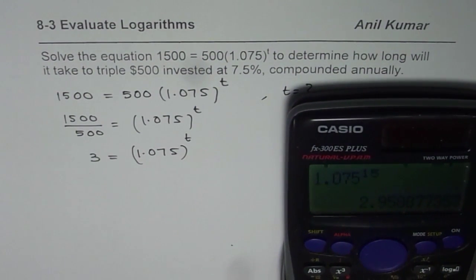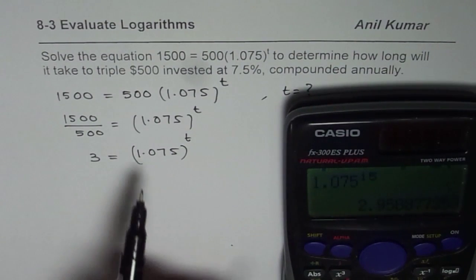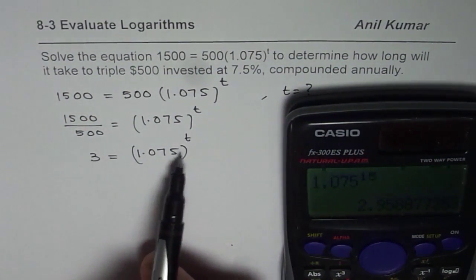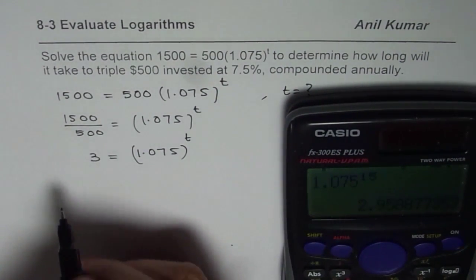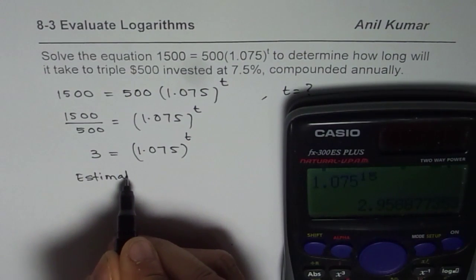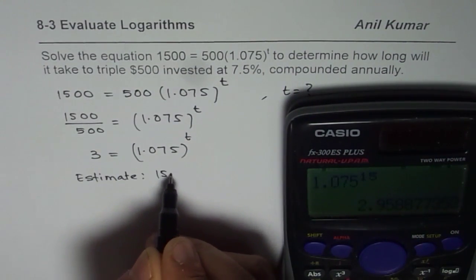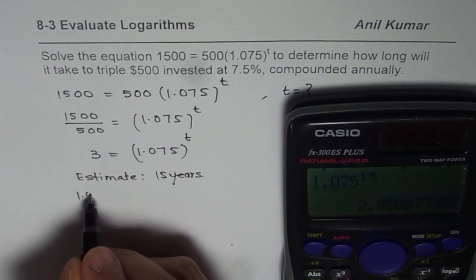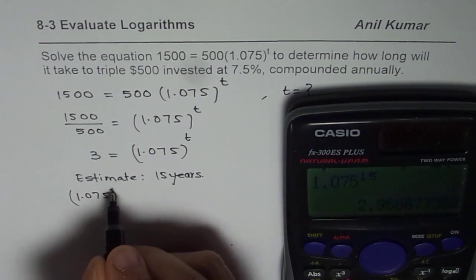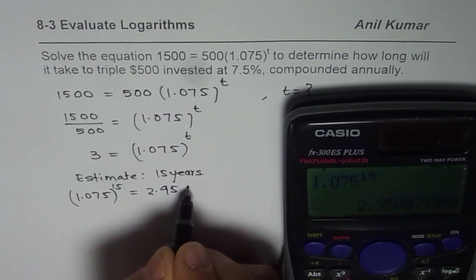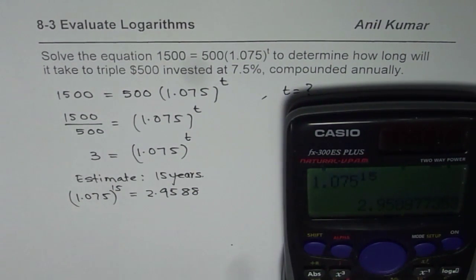So like this you can estimate using a calculator. 1.075 to the power of what is 3? That is what you're trying to do. And you said, well, I estimated, and my estimate is 15 years, right? Just now I showed you, I did 1.075 to the power of something. When I place 15, I get 2.9588. So not a bad idea. That's one way of doing it.